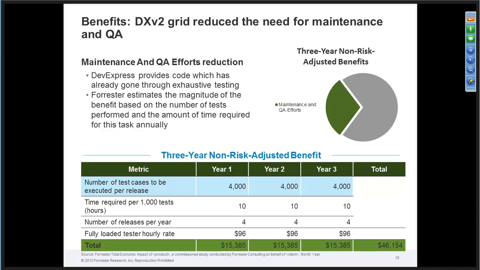So if you take that 10 hours of tester time over 4 releases per year and look at the average loaded cost of a tester, that equates to about $15,000 a year in savings in basic testing of the code that's in the control that they adapted. So over a 3-year period, that works out to about $46,000 in direct benefits from reduced testing costs. Now, from a variation standpoint, you might take a look at $96 an hour and say, boy, that's awfully high for the cost of a tester.